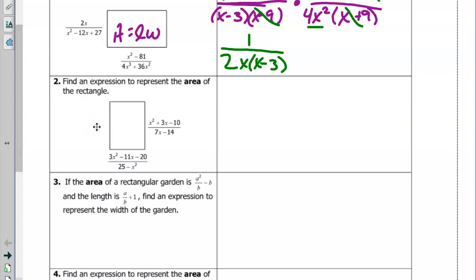There's a negative that we're going to get, probably. Alright, so if we're multiplying the two together, let's do x squared plus 3x minus 10 first. Let's factor that. Okay, what does x squared plus 3x minus 10 factor to?